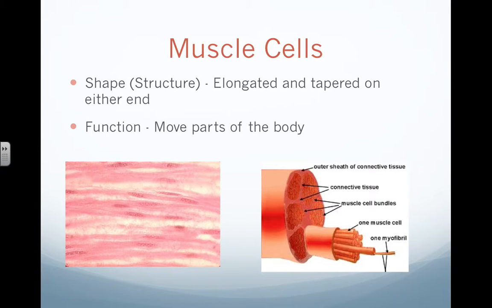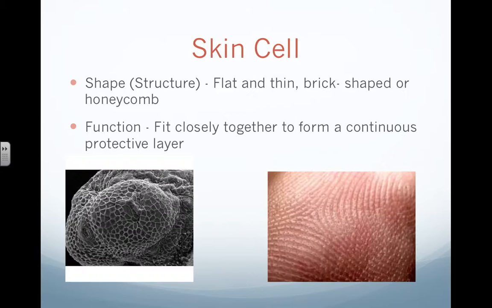So the muscle cells, their shape or their structure, they're elongated and they're tapered on either end. These are the cells that actually help us to move parts of the body. If you take a look at the diagram over here, this stuff's not super important for you to understand, but you can understand the different components. You can see that the muscle cells bundle within the cell. So what one individual muscle cell looks like: elongated and tapered at either end. So those are muscle cells. They help to move parts of the body.